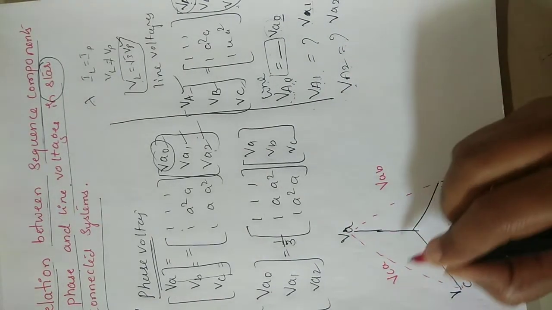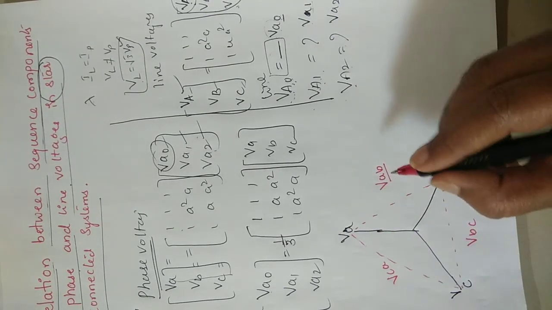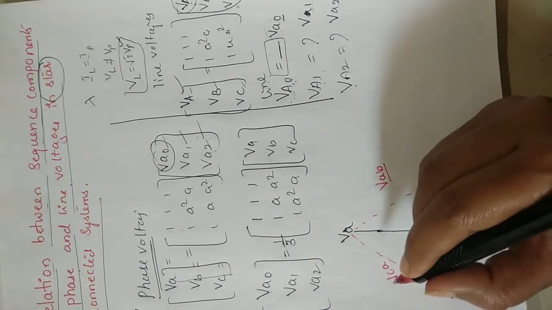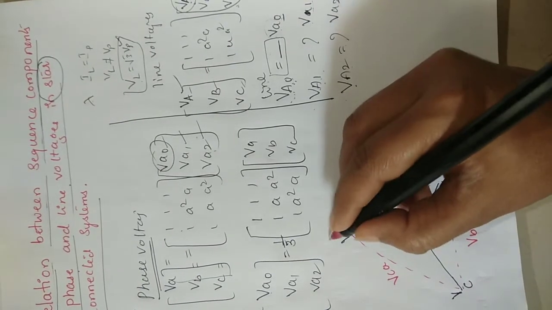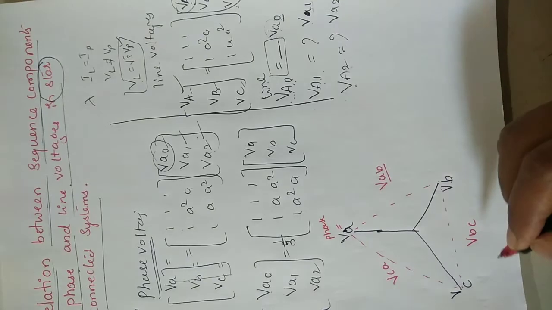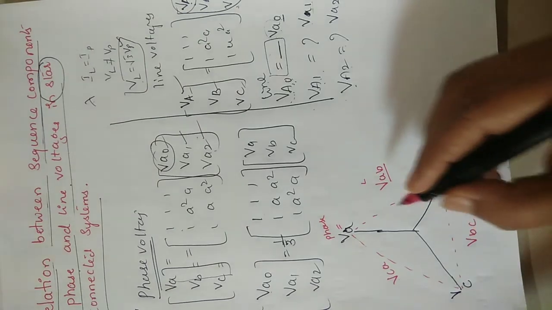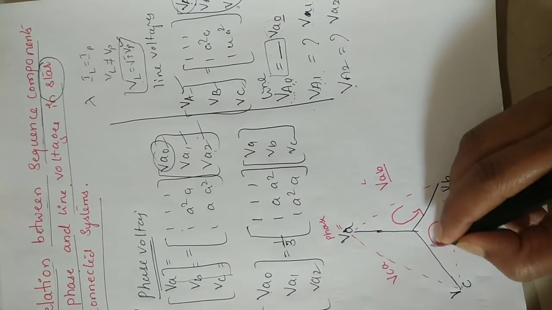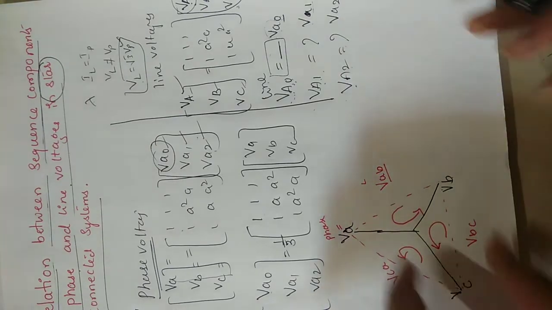Now we need to express these in terms of the phase voltages. VAB, VBC and VCA are line voltages. VA, VB, VC are your phase voltages. This you remember: these are our phase voltages and these are your line voltages. Now, for that we'll take a direction like this.